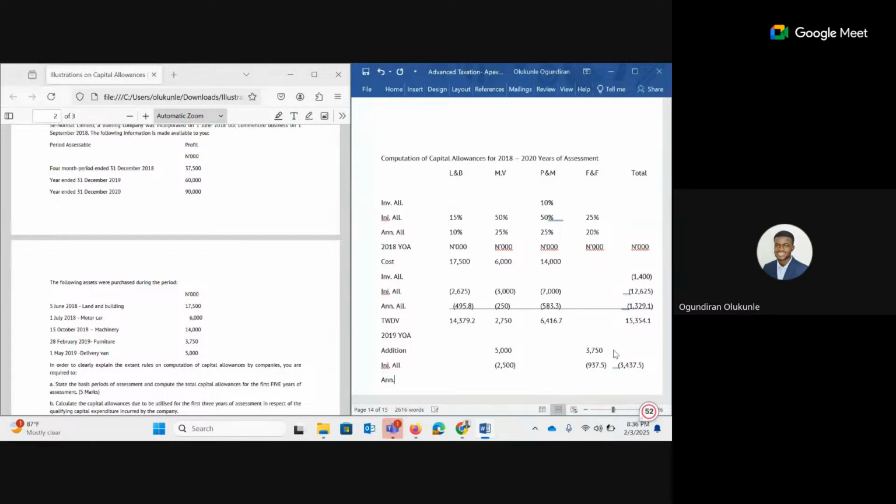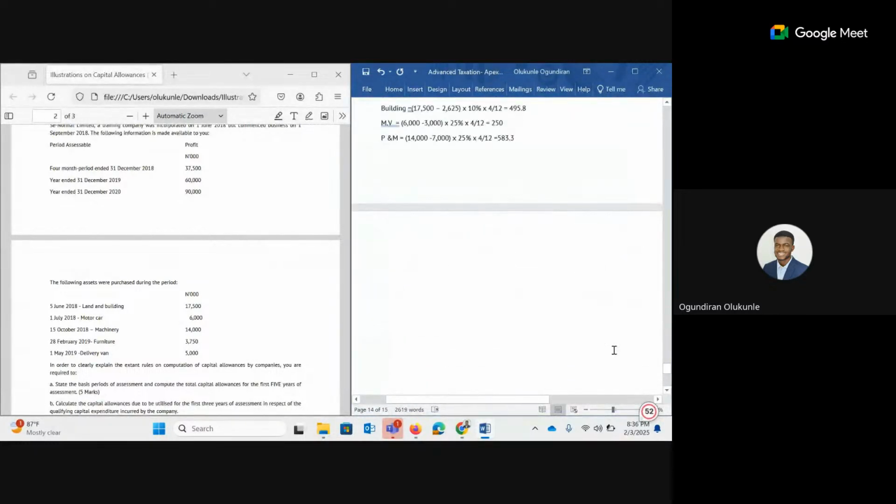Then annual allowance. So let me just do the allowance of the old assets. Now, only the first year is prorated. For the asset prorated in the first year, your subsequent annual allowance, if you remember, will be tax written down value divided by n minus 1. Do you remember? Yes, sir.